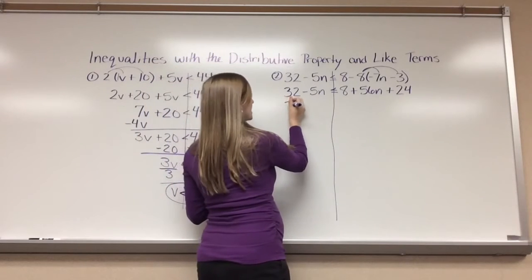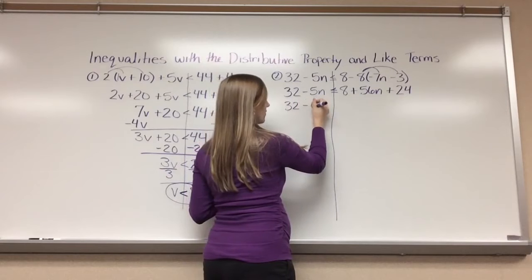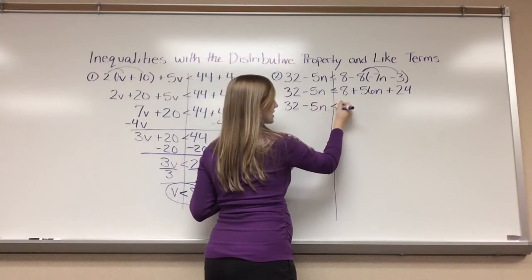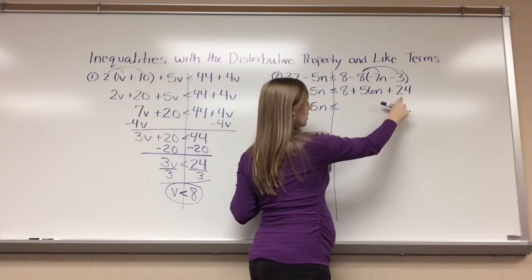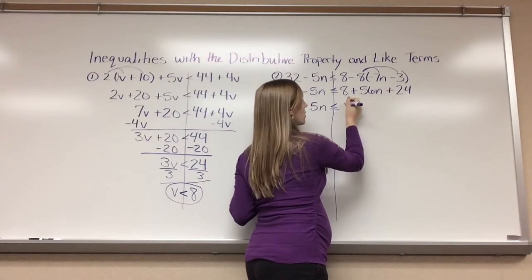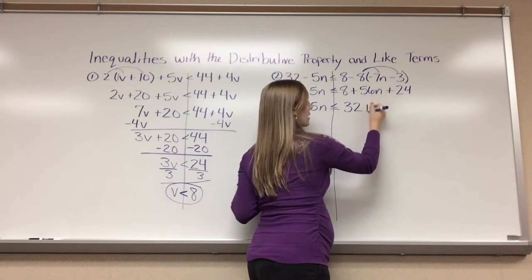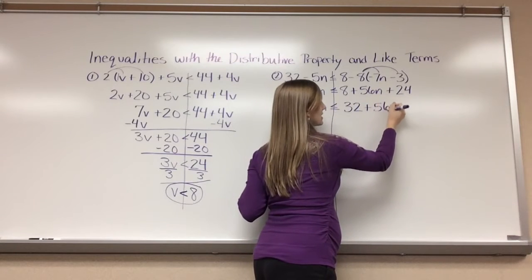So the left side stays the same, 32 minus 5n is less than or equal to. Here I can combine 8 plus 24. 8 plus 24 is 32, and my plus 56n stays the same.